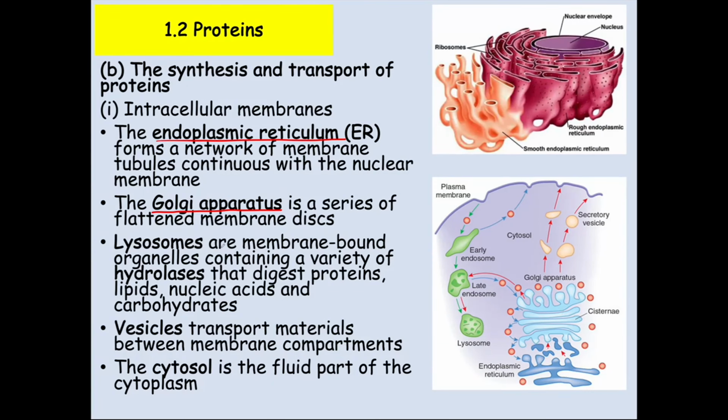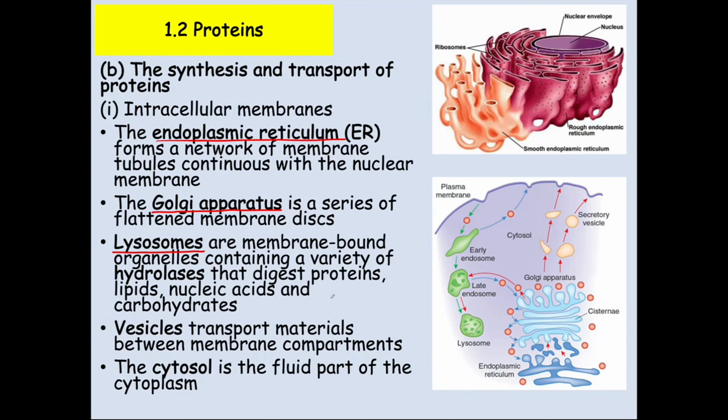We've also got lysosomes within the cell. Lysosomes are membrane-bound organelles that contain a variety of hydrolases that digest some of the main molecules within the cell, such as proteins, lipids, nucleic acids, and carbohydrates. So they have an enzyme or a series of enzymes called hydrolases within them, and those hydrolases digest all of our main macromolecules. Again, we can see them here in this bottom diagram. This green structure here is a lysosome, packed with these enzymes that will digest and break down some of our major molecules.